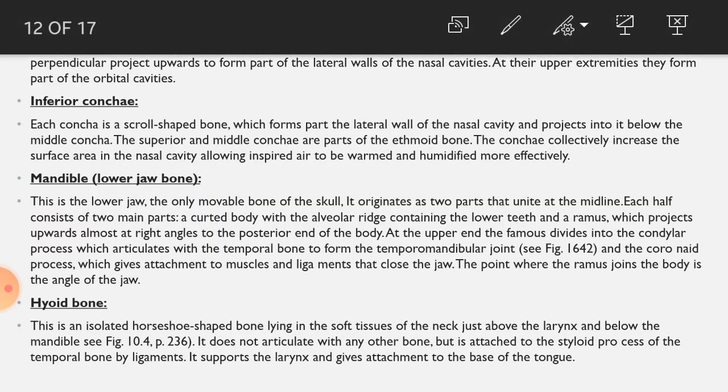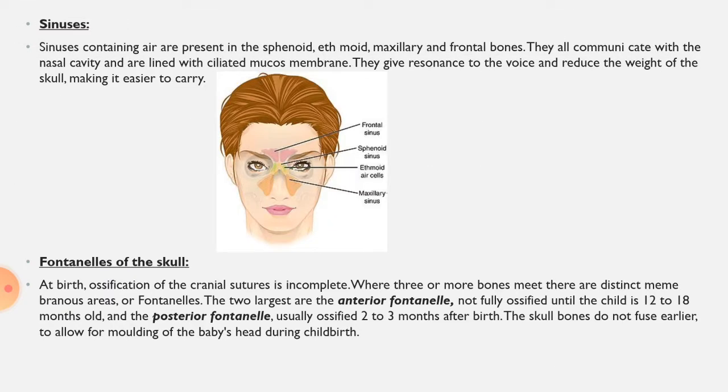Then is the hyoid bone. This is an isolated horseshoe-shaped bone lying in the soft tissues of the neck, just above the larynx and below the mandible. It does not articulate with any other bone, but it is attached to the styloid process of the temporal bone by ligaments. It supports the larynx and gives attachment to the base of the skull.